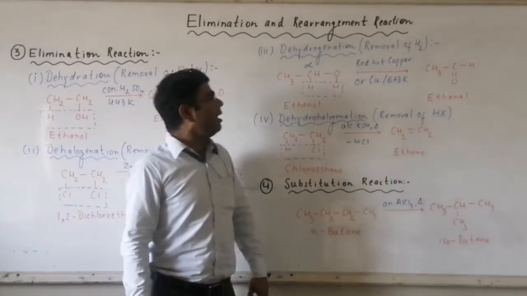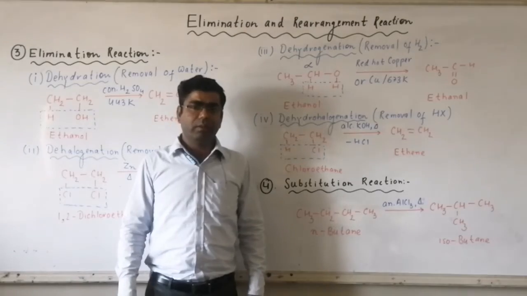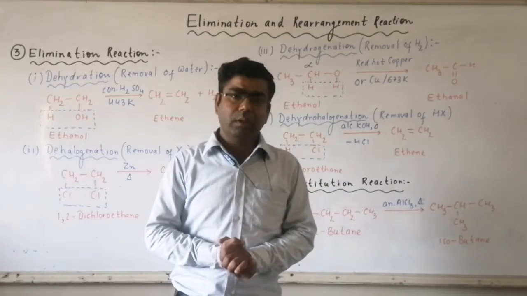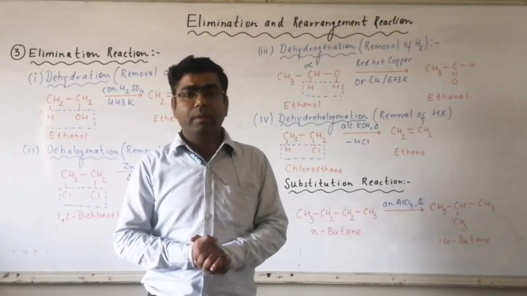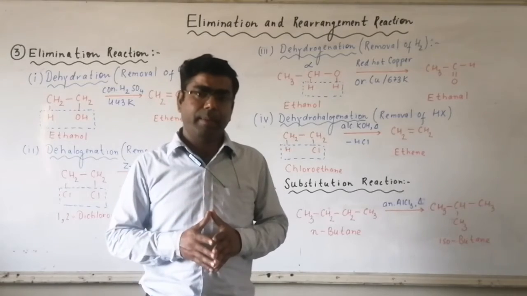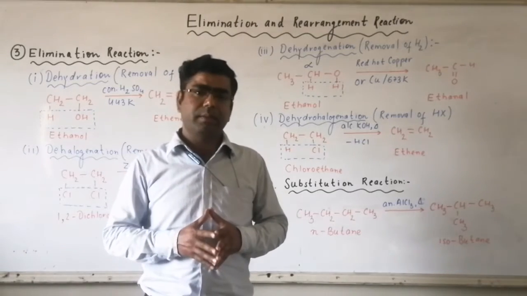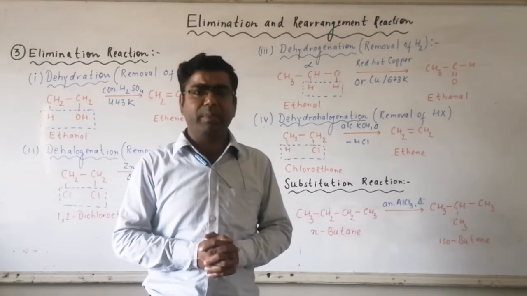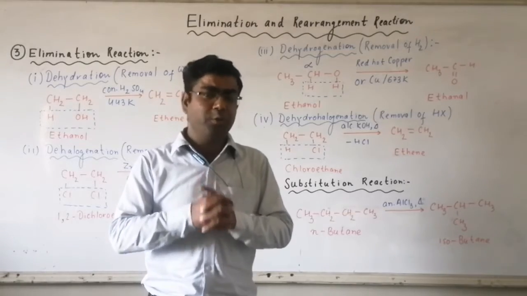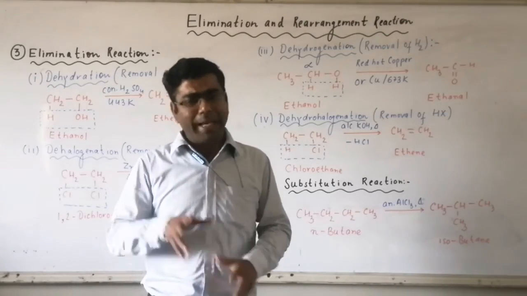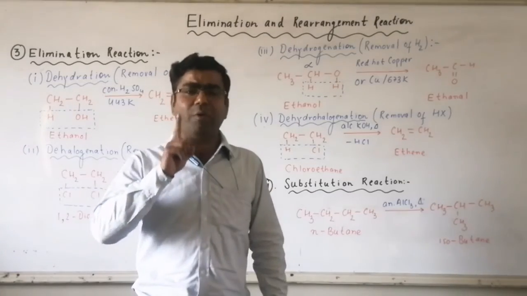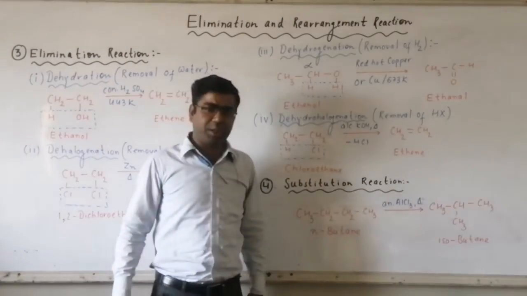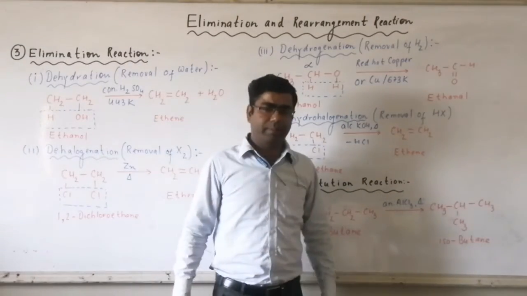Now, number third, dehydrogenation, removal of hydrogen molecule. Here, we will select the alcohols in which at least one alpha hydrogen atom is there. So alcohols which contain at least one alpha hydrogen atom will exhibit dehydrogenation reaction in presence of red hot copper.